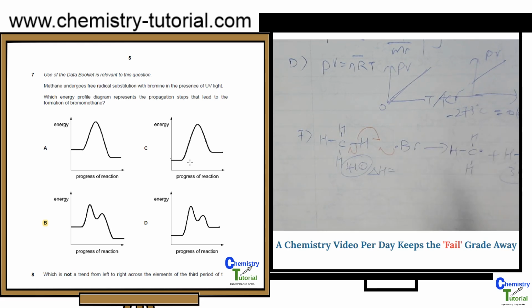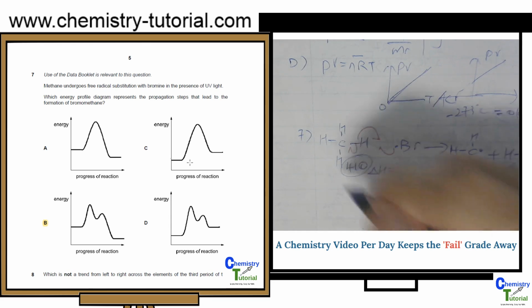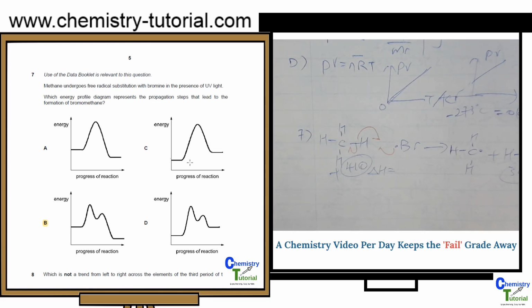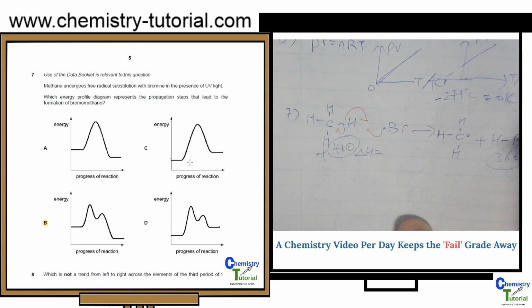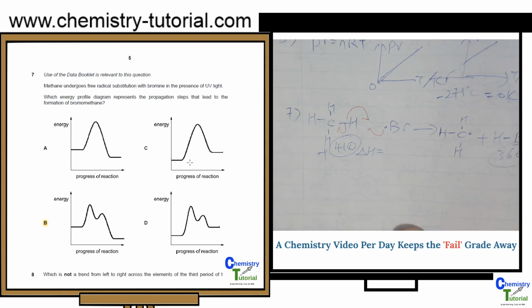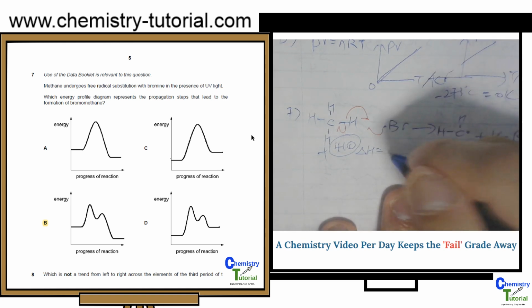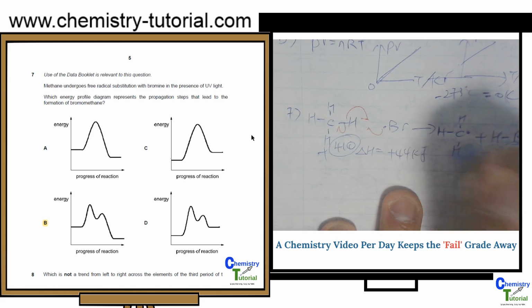You need energy to break the bonds, so over here this will be a positive value, plus 410. You are forming HBr, that means 366 kilojoules of energy is released. So exothermic, negative sign. So plus 410 plus minus 366, what you have is simply plus 44. That means it is an endothermic step.